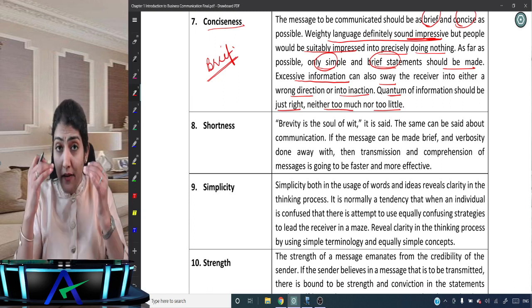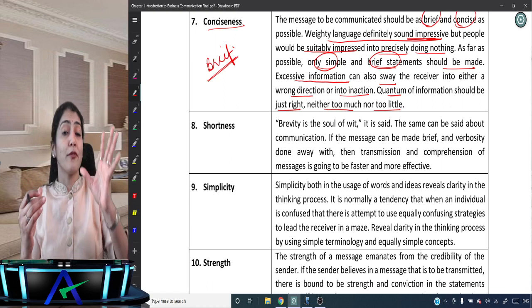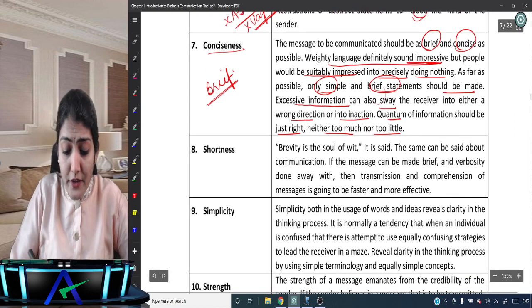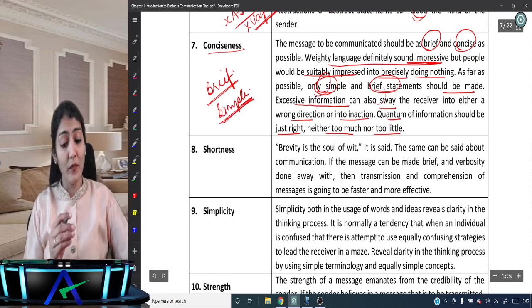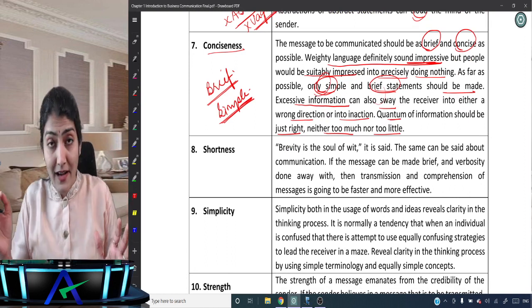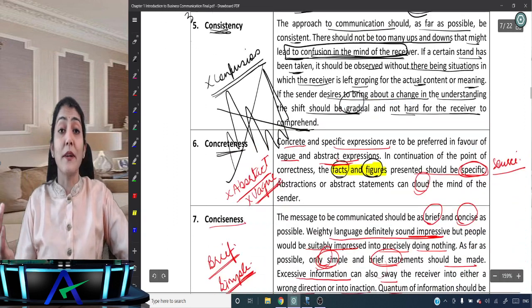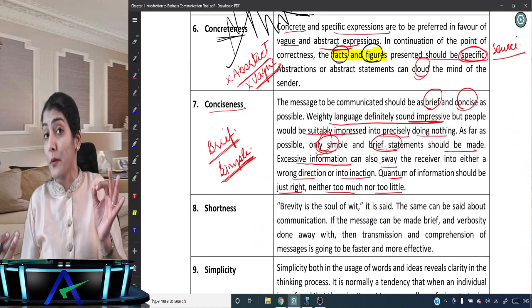The facts which are relevant to the particular correspondence, to the particular communication right now. Only that much information, in a very simple and very brief manner, should be communicated. So that's the conciseness. So what are we discussing? What is the question that we are discussing? The principles of effective communication.